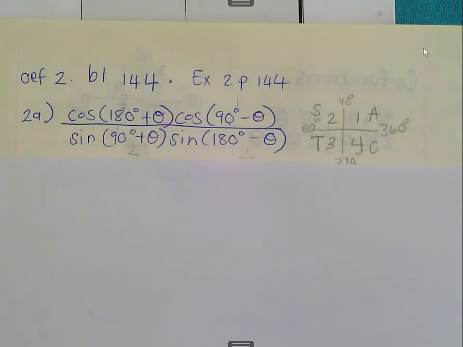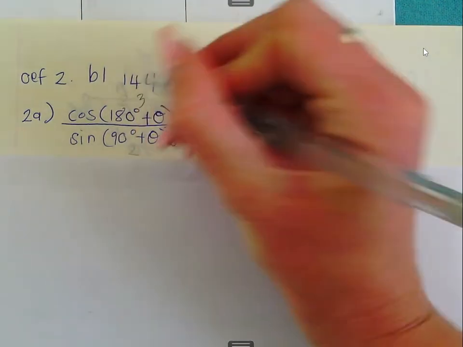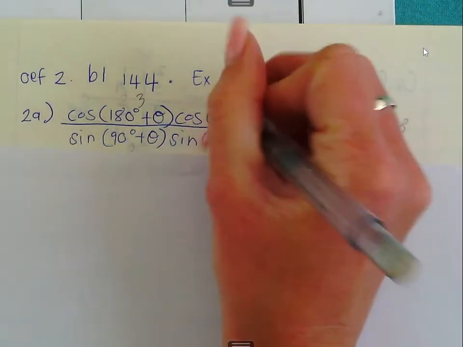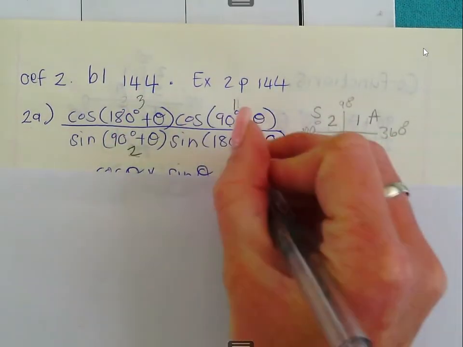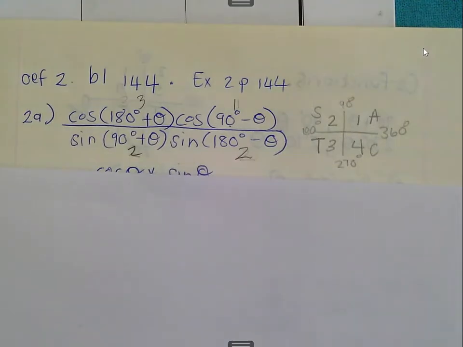Okay, 180 plus. Third quadrant. 90 minus. 90 plus. 180 minus. Okay, you see, you got the hang of it now.